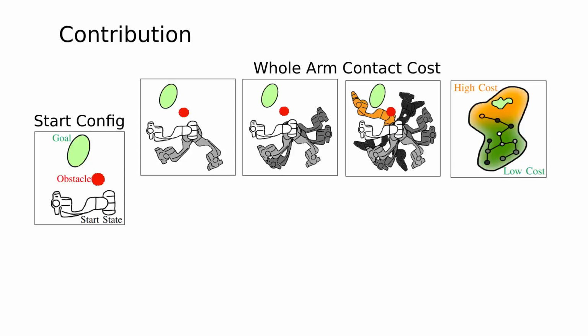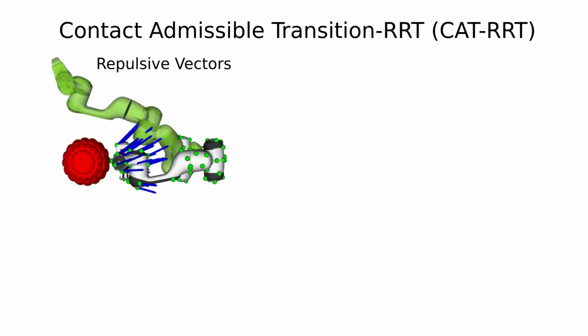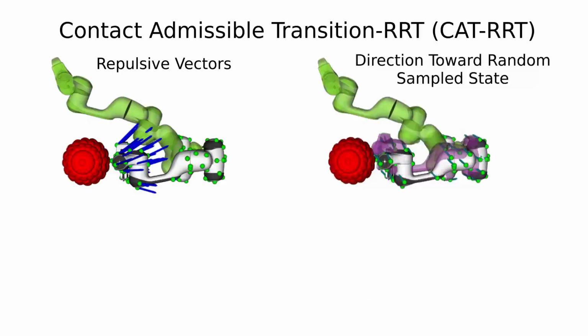While previous works build a search tree by exploring free space with a cost for the whole arm, we use a per-link cost heuristic that builds a tree while assigning costs to every link individually. The cost is calculated based on the repulsive vectors from the obstacles and the direction towards a randomly sampled state.